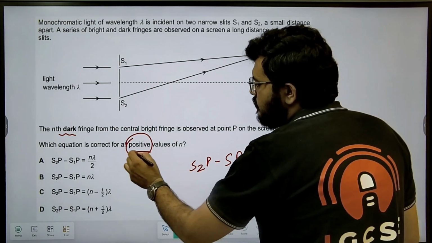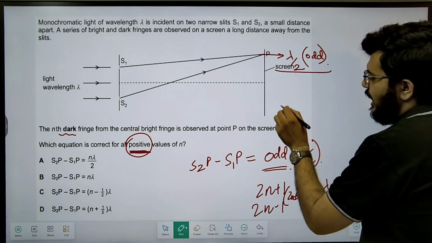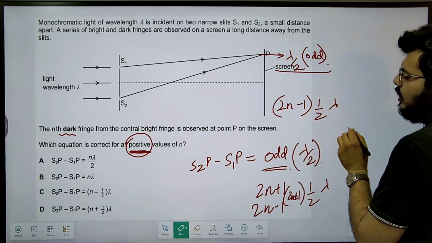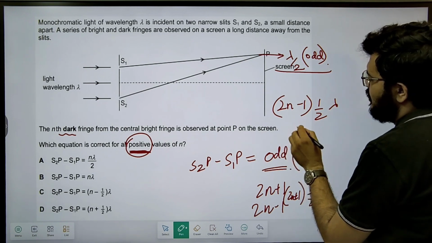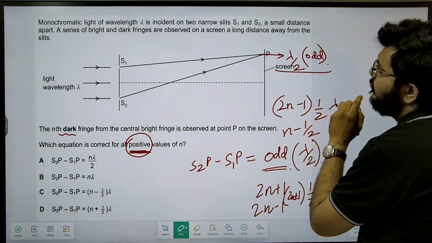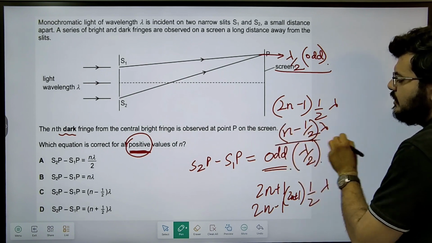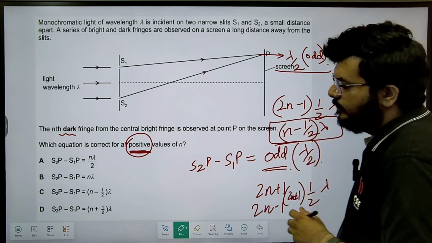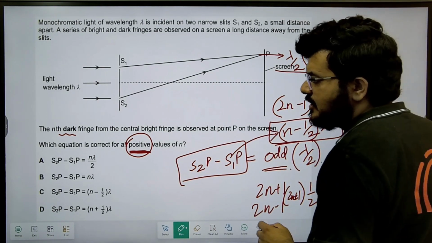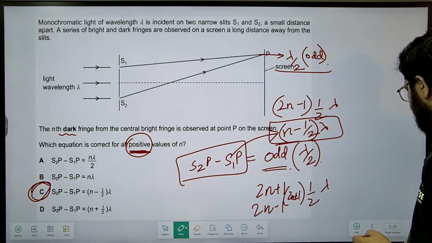Now because it says positive values, it's not including 0. So I must start with 2n minus 1 into 1 by 2 lambda, or in simple terms this can be written as n minus 1 by 2 lambda, because n is not 0. So this should be the term I am looking for. So S2P minus S1P should be equal to n minus 1 by 2 lambda, which is your option C, right?